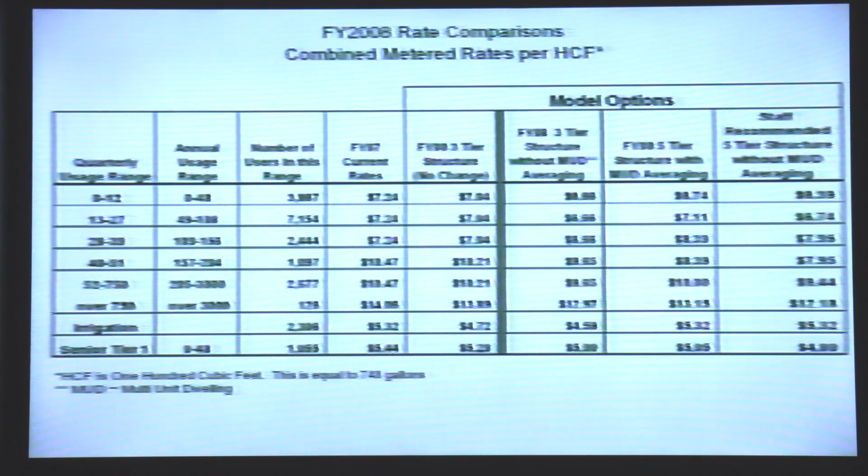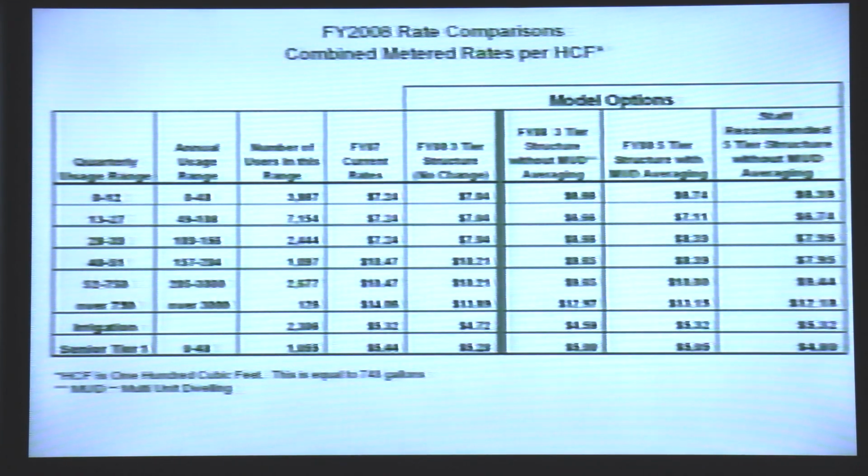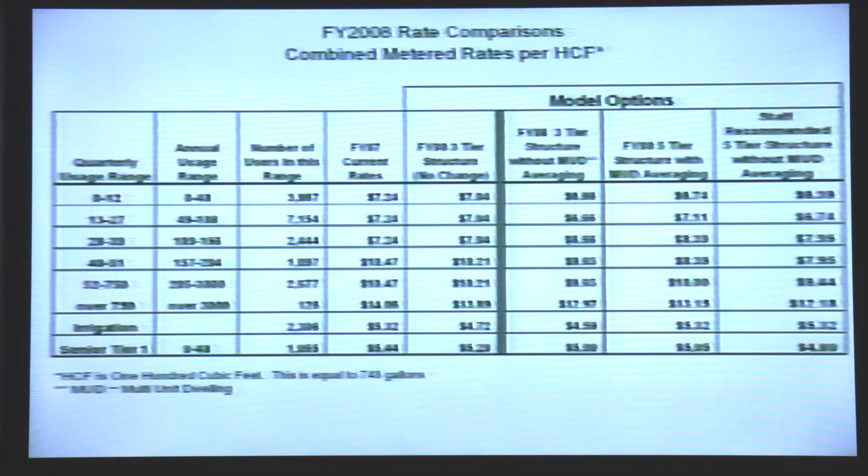The staff recommended rate is $6.39. That's combined water and sewer. And you can see, looking across that particular row, it is the lowest cost rate of the multiple options. In the usage range of 13 to 27 units per quarter, the 5-tier structure without averaging comes to $6.74. And you can see that that's also the lowest of the options in that row. It's slightly higher than without averaging for a 3-tier. And then 28 to 39 units is $7.95.